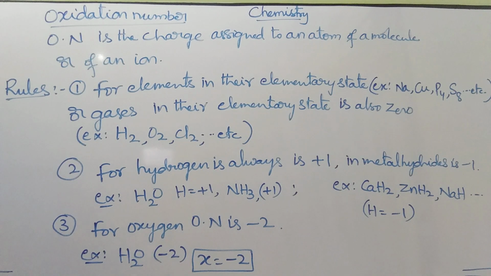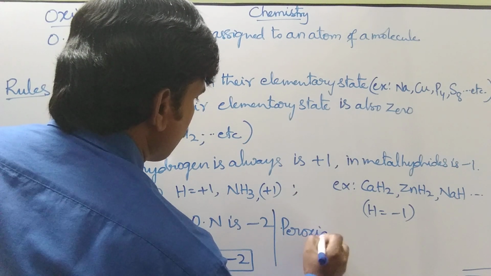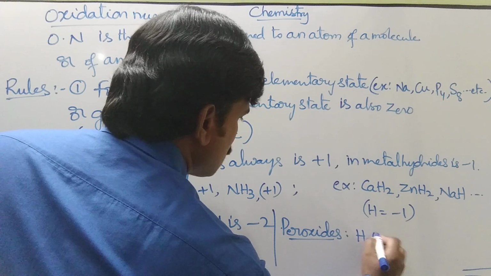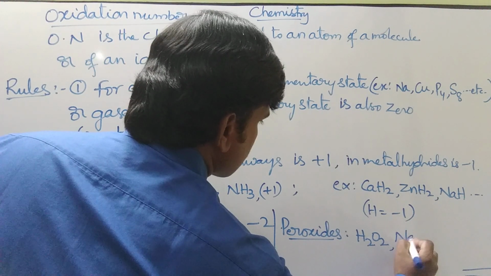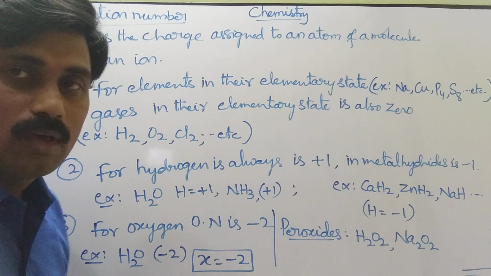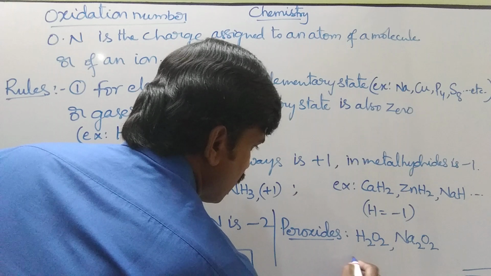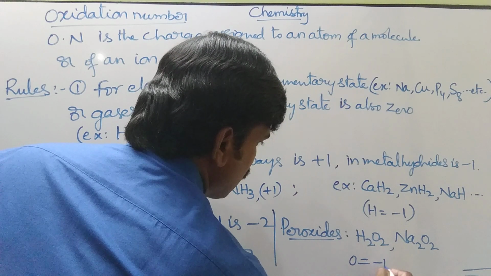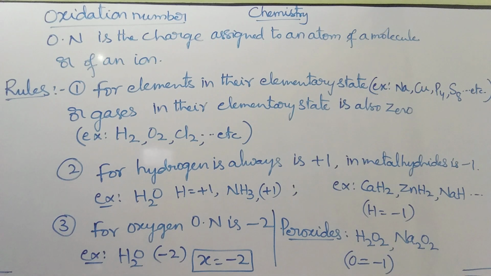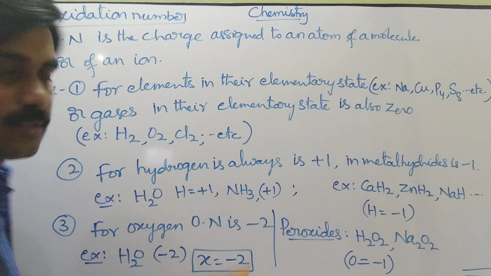And also look at the peroxides: hydrogen peroxide H2O2, sodium peroxide Na2O2, barium peroxide BaO2. In these types of peroxides, the oxidation state of oxygen is equal to -1. Look at that. I'm explaining the remaining examples.